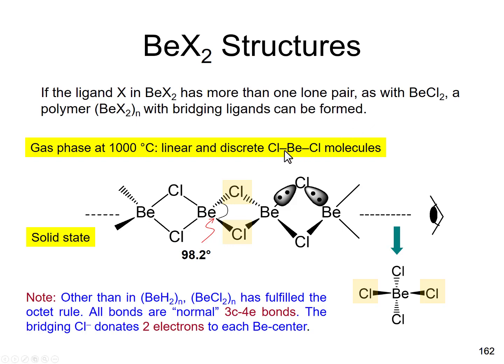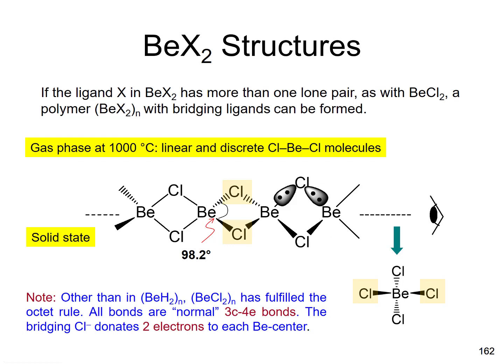For example, beryllium chloride in the gas phase at about 1000 degrees is a discrete molecule. It is linear and has discrete beryllium chloride bonds. So you have individual BeCl2 molecules. If you condense beryllium chloride into a solid, then polymerization occurs. Here you can see the Lewis structure of this polymer. All the beryllium atoms are bridged via chlorido bridges to their neighbors.